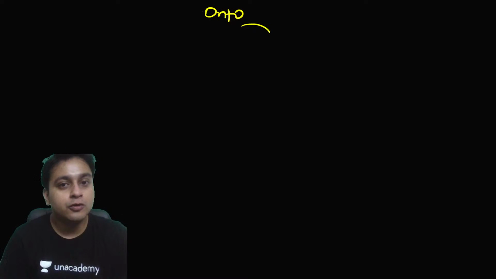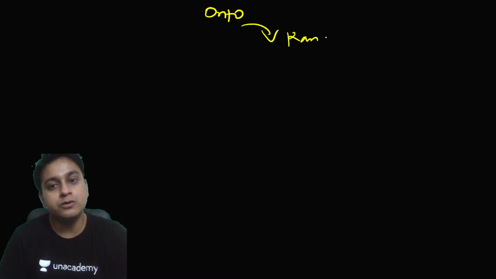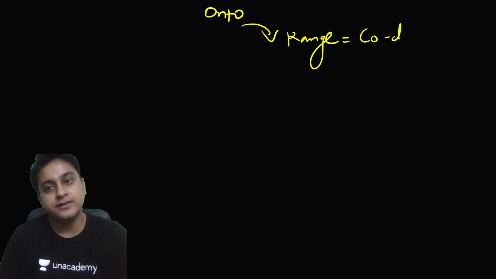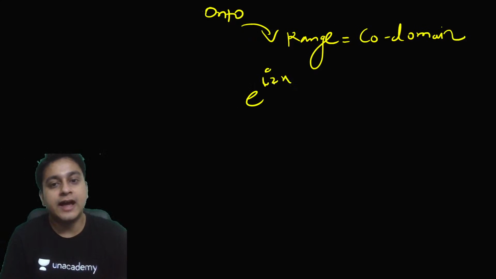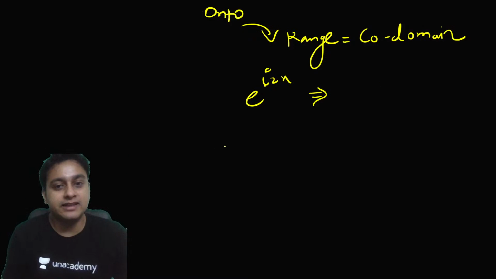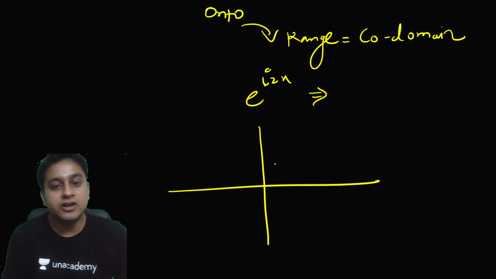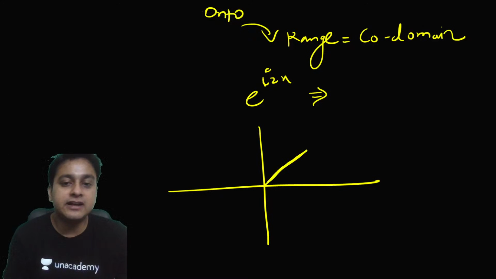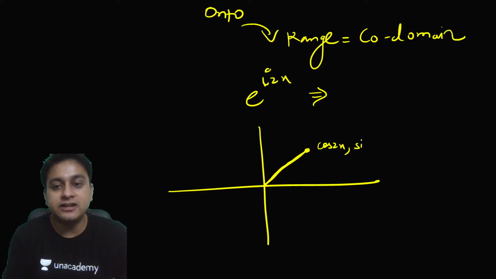Okay. Now let's check onto. Now onto. So guys, onto is very interesting. So onto means when can it be onto? When, guys, range is equal to codomain, isn't it? That means guys e power i 2x should actually give us all the complex numbers. It should give what? All complex numbers, right? In the argand plane. This is called the argand plane, guys. Okay, but obviously, guys, this is giving us a point cos 2x comma sin 2x, isn't it?